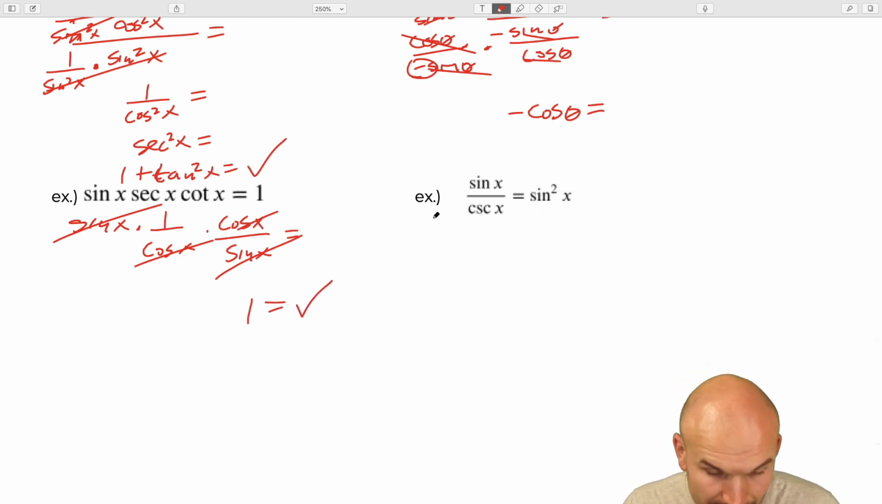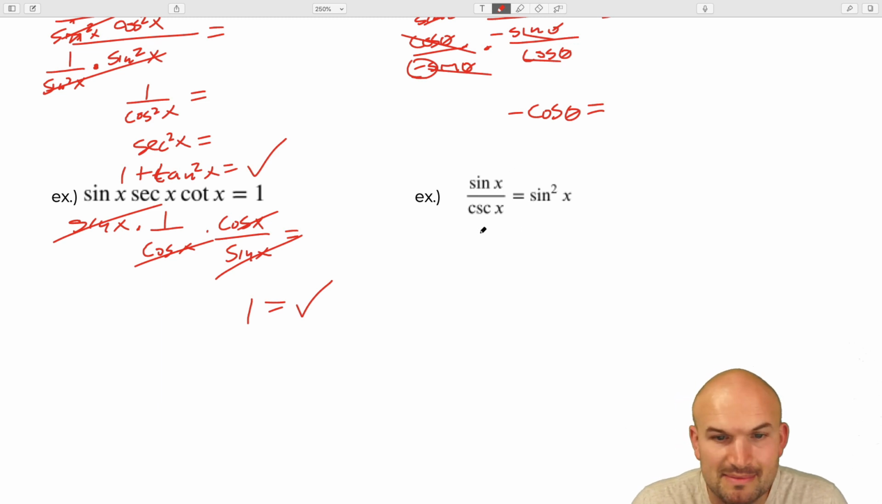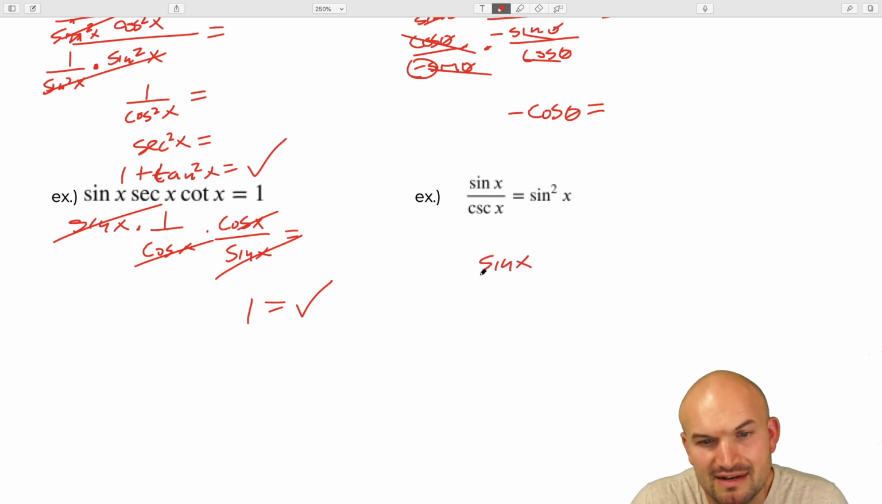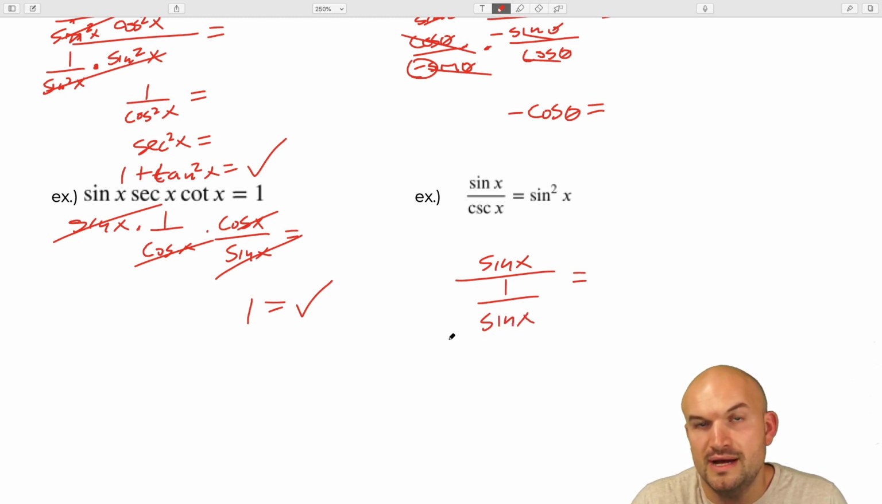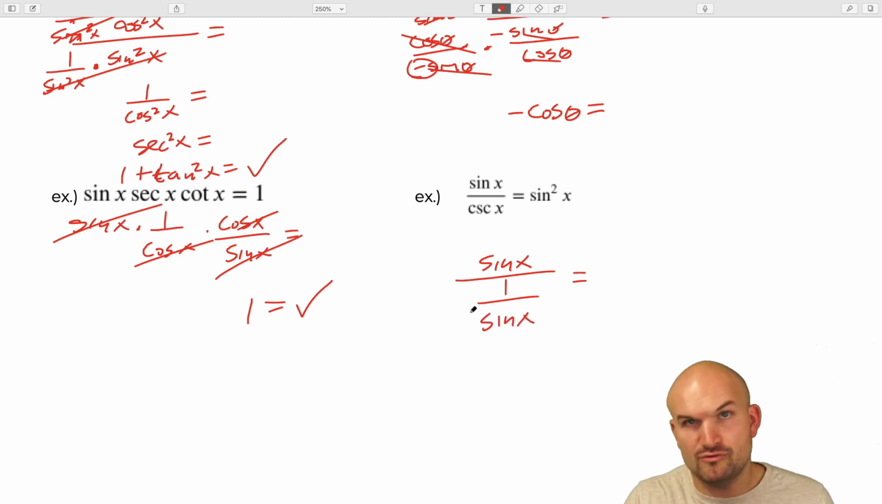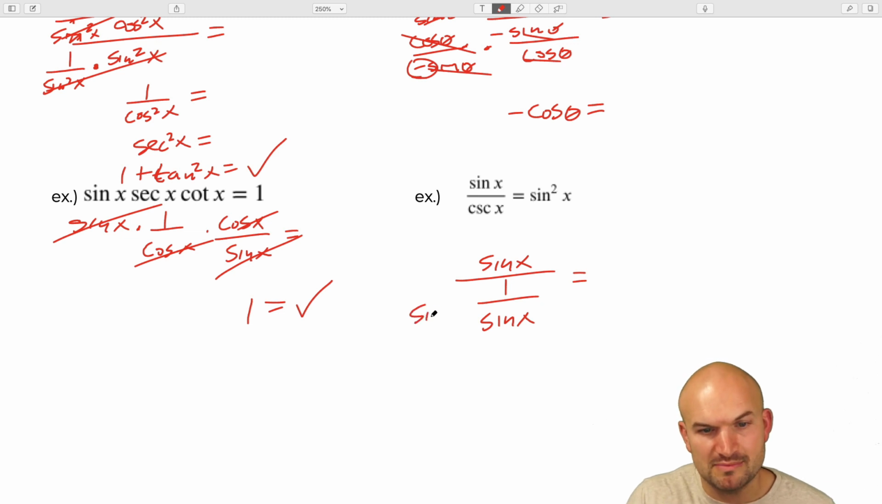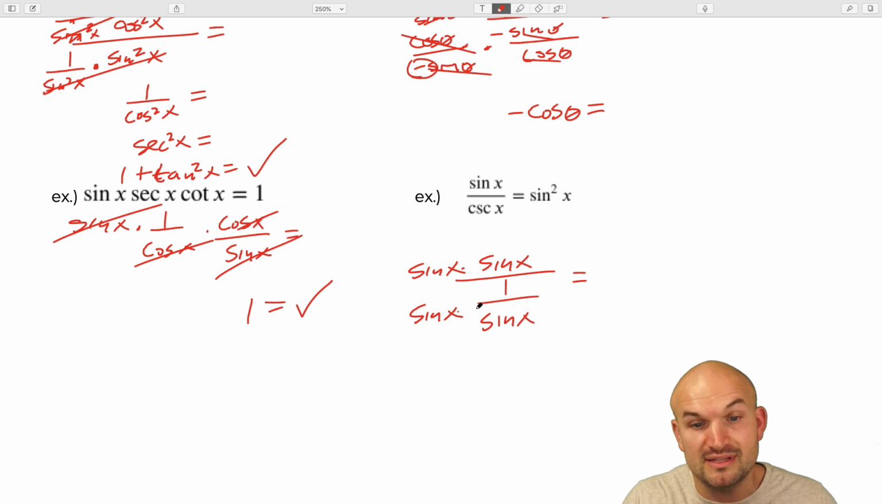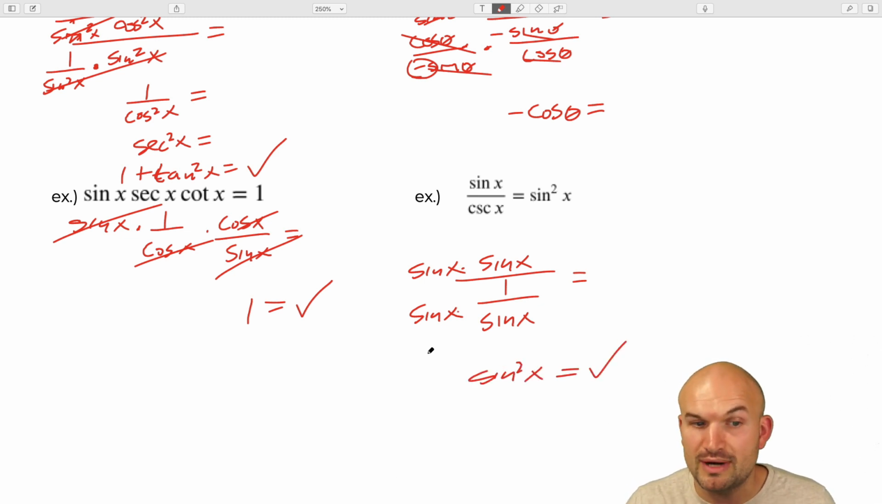Done. In this case, again, same kind of thing. You could rewrite this as the sine of x over 1 over the sine of x, right? Well, again, if I want to get rid of this 1 over sine of x in the denominator, I can just multiply by the reciprocal on the top and the bottom. And as long as you multiply by the same number on the top and the bottom, you're going to get a sine squared of x, which is equal to the right-hand side.